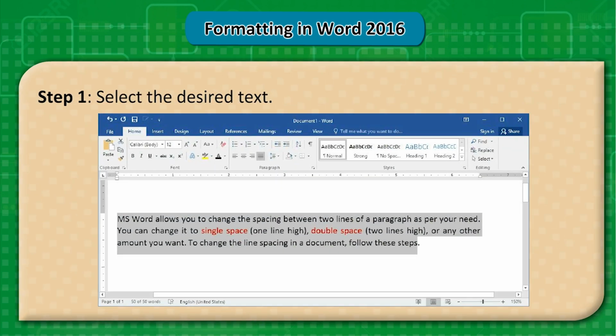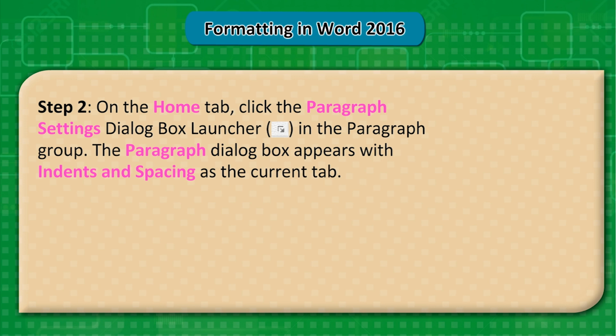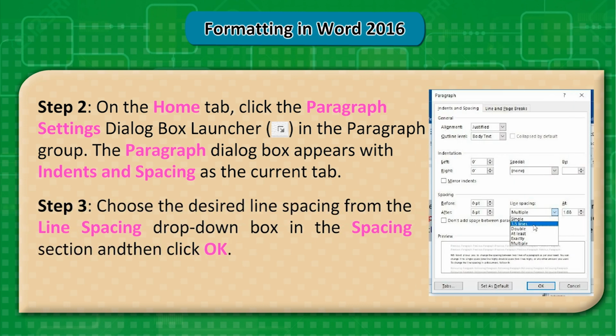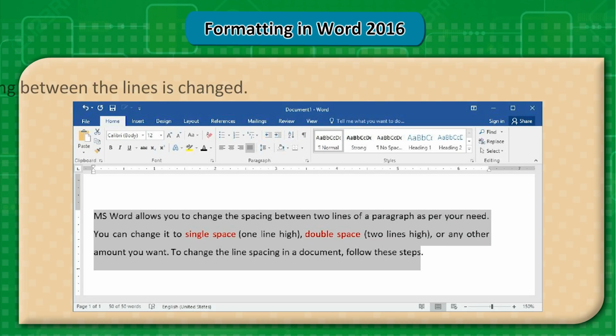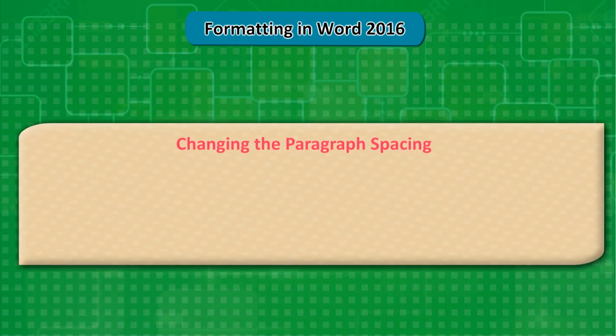Step 1. Select the desired text. Step 2. On the Home tab, click the Paragraph Settings dialog box launcher in the paragraph group. The paragraph dialog box appears with indents and spacing as the current tab. Step 3. Choose the desired line spacing from the line spacing drop-down box in the spacing section and then click OK. The spacing between the lines is changed.